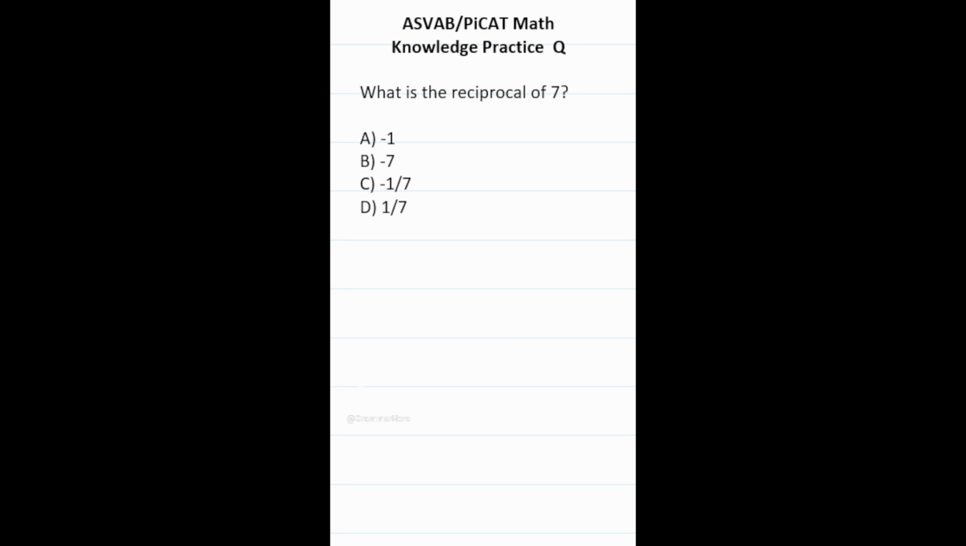This ASVAB PiCAT Math Knowledge practice test question says, what is the reciprocal of 7? So the first thing we have to do in order to answer this one is express 7 as a fraction. It's a whole number, and to write any whole number as a fraction, you can simply place it over 1. Again, 7 divided by 1 is just 7. Now, in order to find the reciprocal, it's a very simple process. All we have to do is exchange our numerator and our denominator. In other words, the reciprocal of 7 is going to be 1 over 7. So this one is D, 1 over 7.